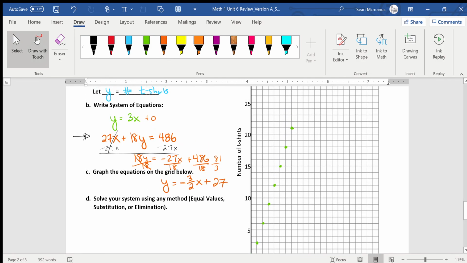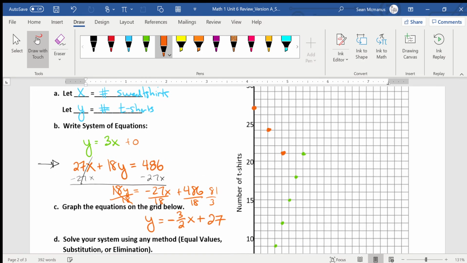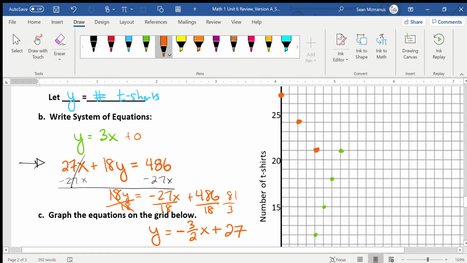25, 26, 27. And that one goes down 3, 1, 2, 3, over 2. Down 3 over 2. Zoom in a little bit here. Down 3 over 2. Oops, I see a little overlap there. Down 1, 2, 3 over 2.